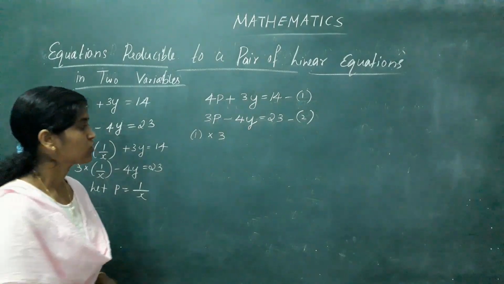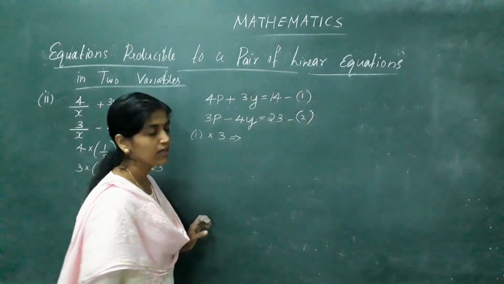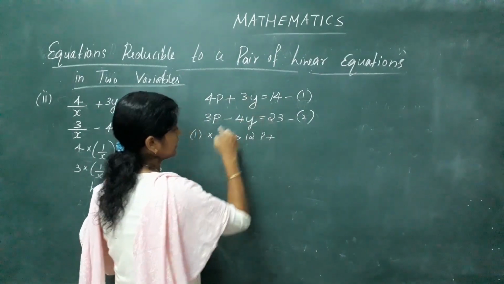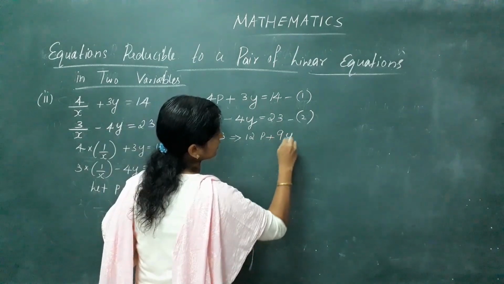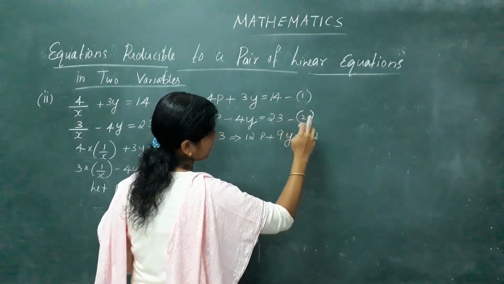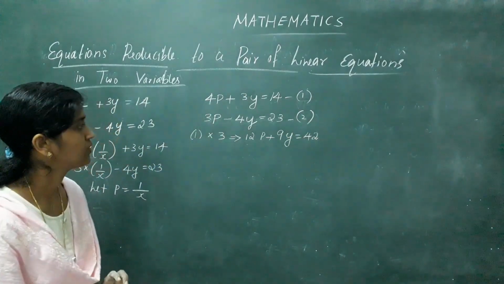Clear? So multiply equation 1 by 3, the whole equation. 4 3s are 12, 12p. Now 3 3s are 9y. That is equal to 4 3s are 12, and 1 balance, so it is 42. Clear?